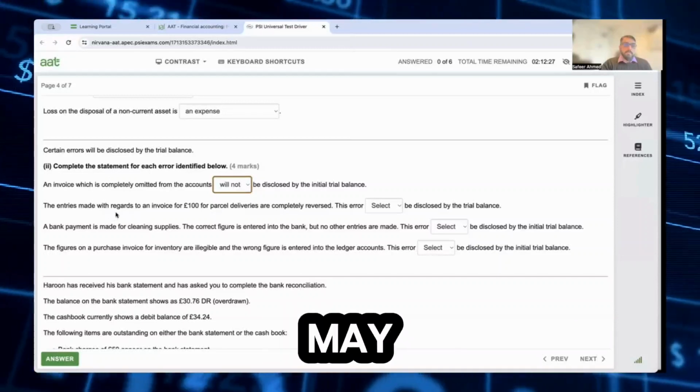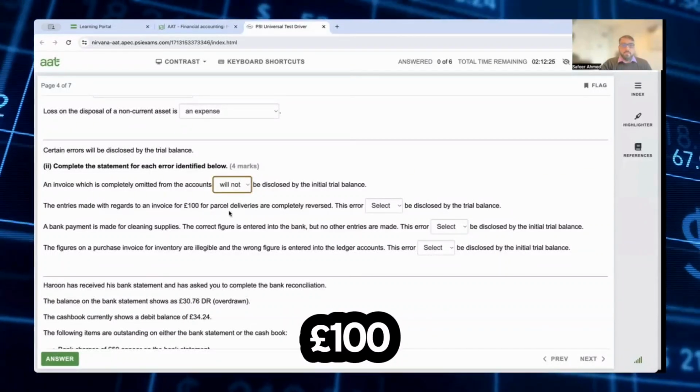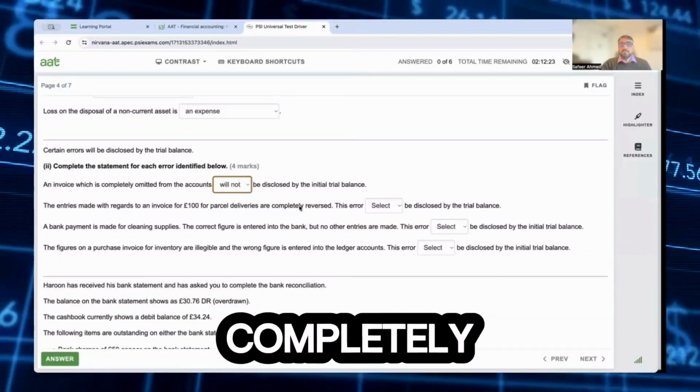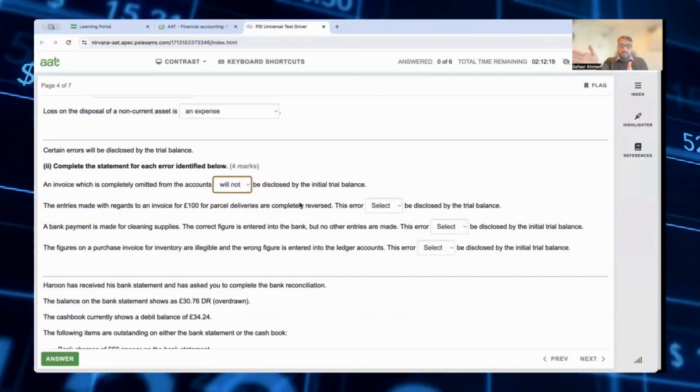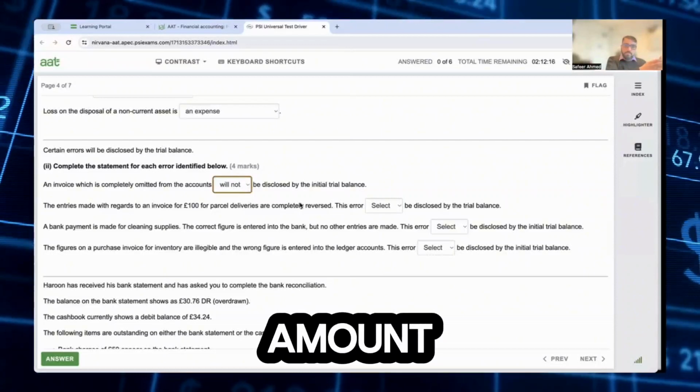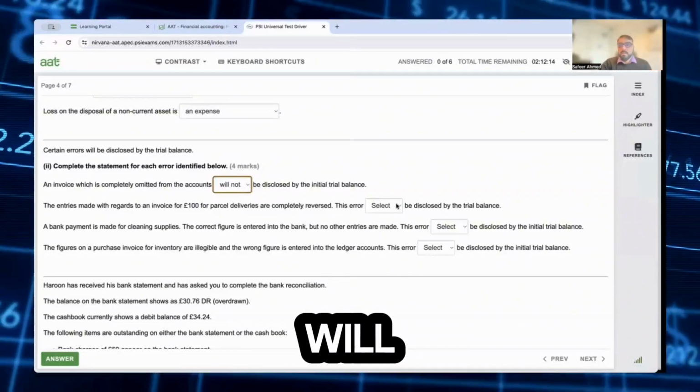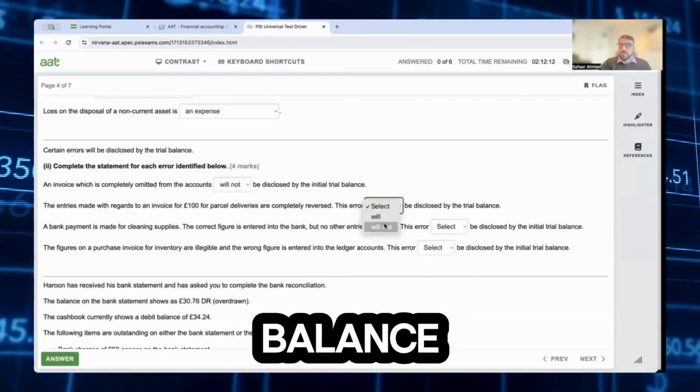The entries made with regards to an invoice for £100 for parcel deliveries are completely reversed. So remember, with a reversal of entry, you still recorded the same amount on the debit side and the same amount on the credit side. So therefore, this will not be disclosed by the initial trial balance again.